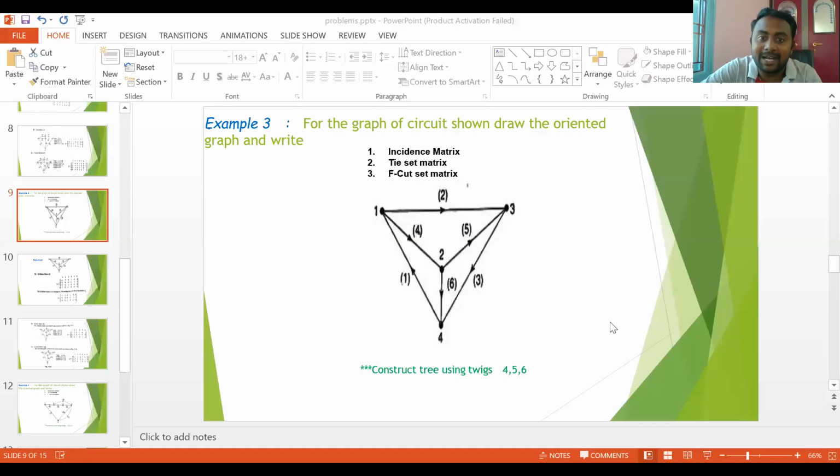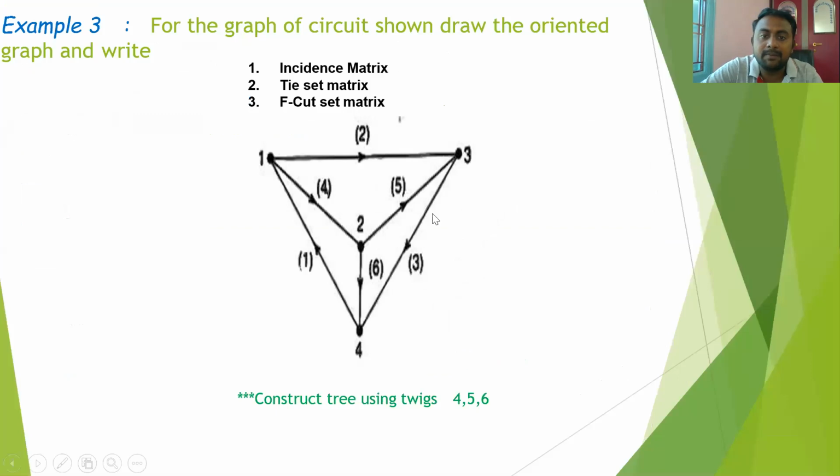Morning all. In our last presentation, we saw how to write the matrices for the given networks. In this class, I am going to explain how to write the matrices for given graphs, oriented graphs. So we have different kinds of problems. This is another kind.